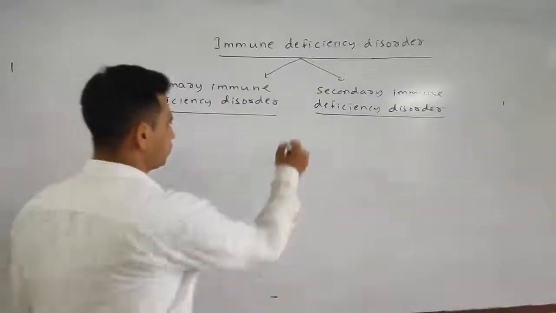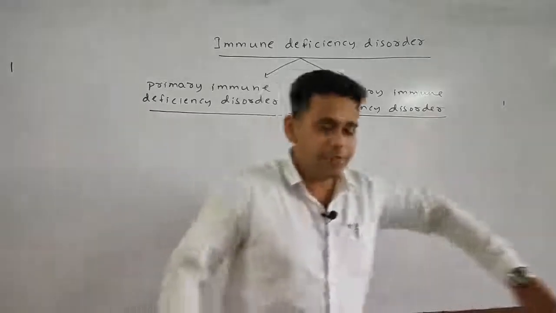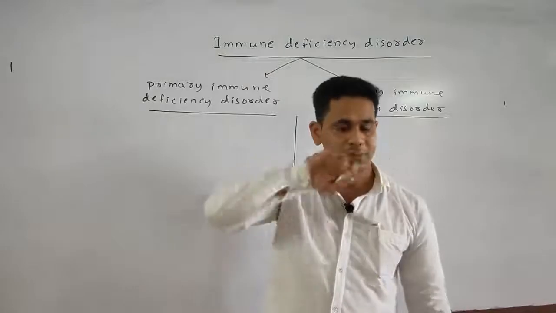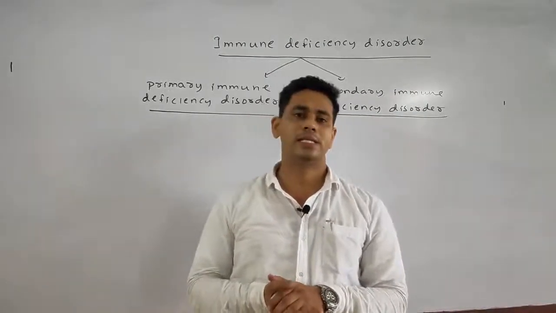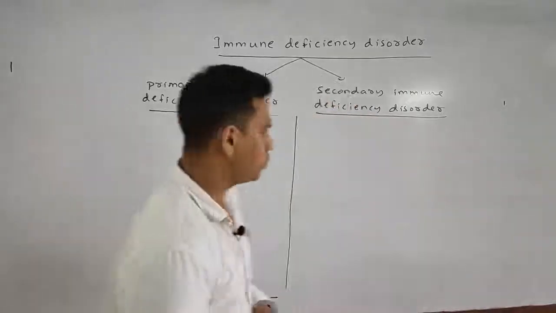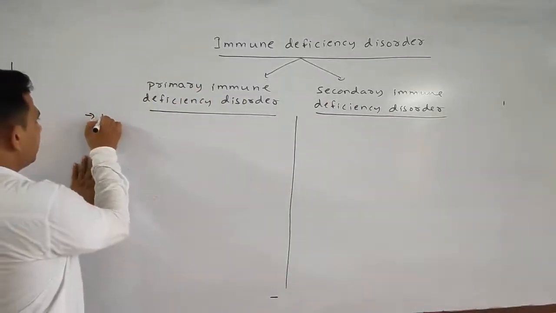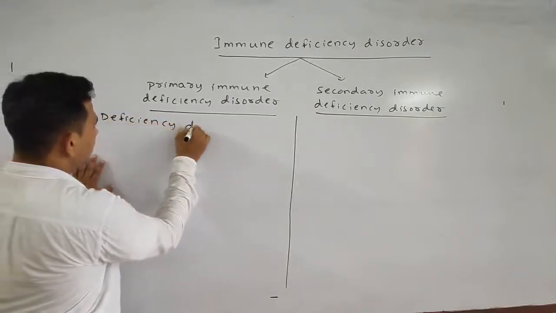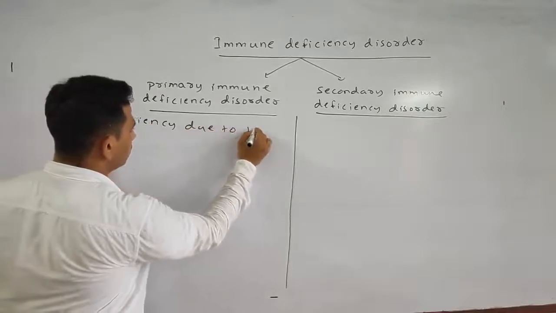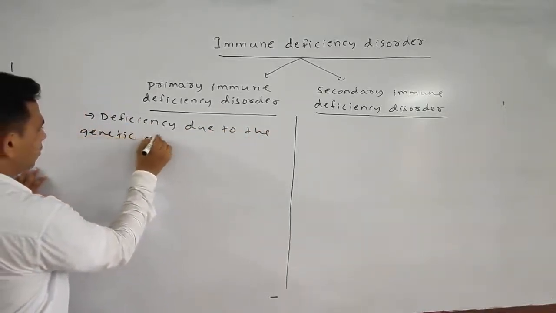Okay, so what is primary and what is secondary? If the immune deficiency disorder occurs due to a genetic abnormality, then it is primary immune deficiency disorder. It is the deficiency due to the genetic abnormality.